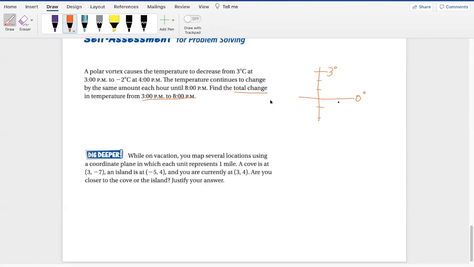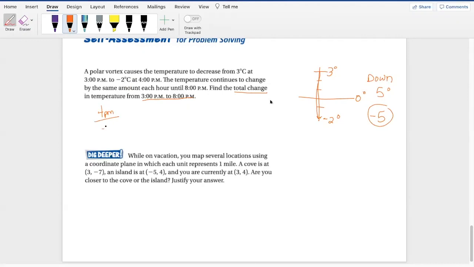So I know the polar vortex caused the temperature to decrease from 3 degrees, it started at 3 p.m., all the way down to -2 degrees at 4 p.m. So we know that the whole temperature here went down 5 degrees. I can represent that with a -5. It's going down 5. So if it continues at that same rate, here I am at 4 p.m.